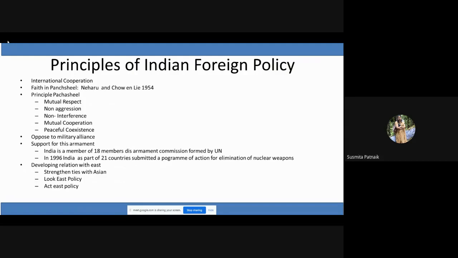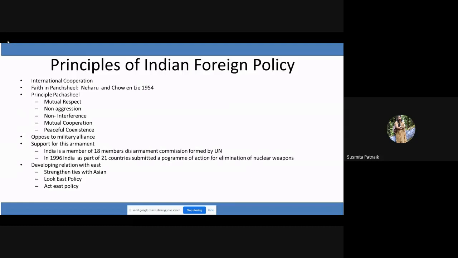Then the next one is international cooperation, faith in Panchsheel. Panchsheel, you know that Nehru and Chou En-lai of China implemented the Panchsheel principles in 1954. These are the 5 principles of Panchsheel: mutual respect, give respect and take respect; don't aggress or invade another country; don't interfere in the internal and external affairs of another country; mutual cooperation with one another; and peaceful coexistence between the two countries.